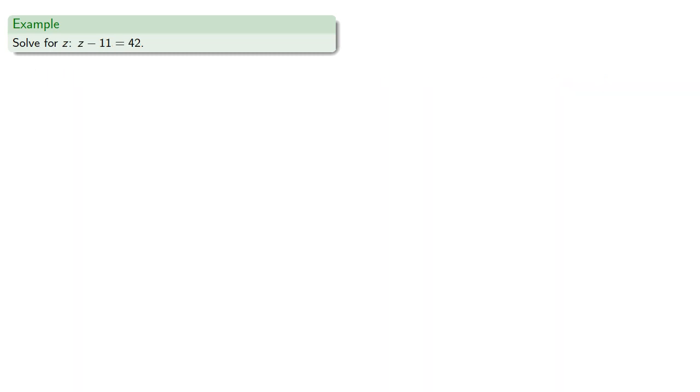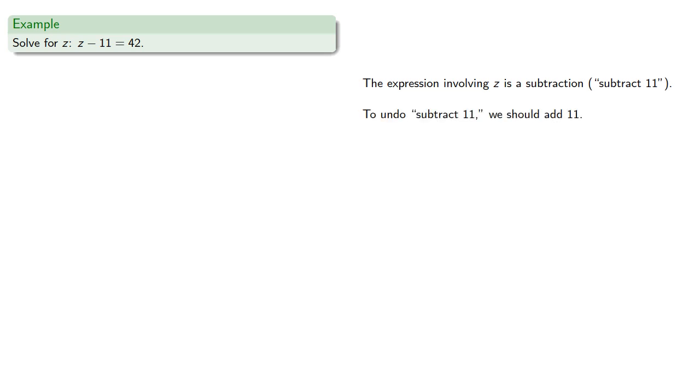Or say we want to solve this equation for z. So our expression involving z is a subtraction, namely subtract 11. To undo subtract 11, we should add 11. So again, if it's not written down, it didn't happen. Starting with our equation, we'll add 11 and get our solution.